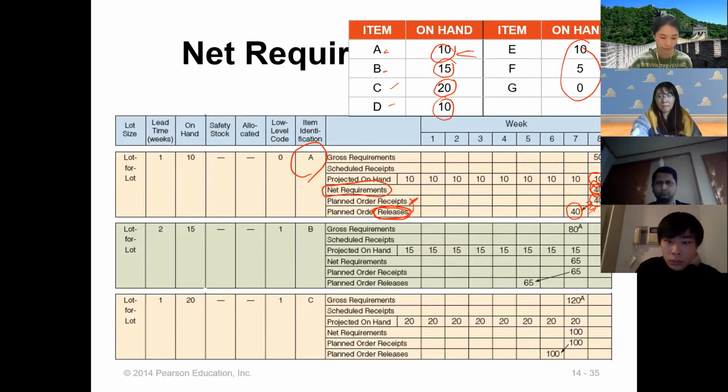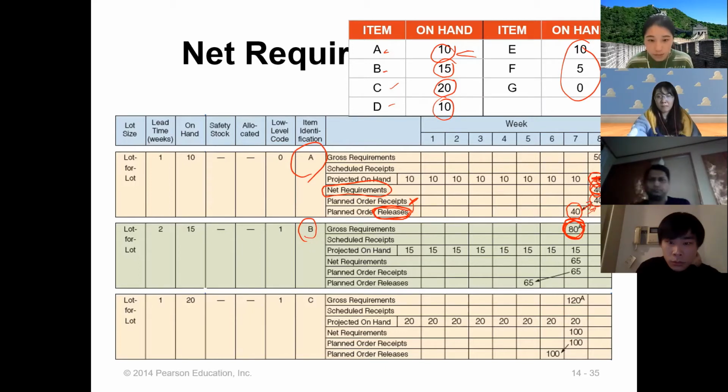Then you move down and look for the next level, which is item B. The reason you only need 80 is because you already have 10, so 40 times 2 is 80. What if you don't have any stock? What should be the number here? Anyone can answer me. What if you don't have this 10 here?